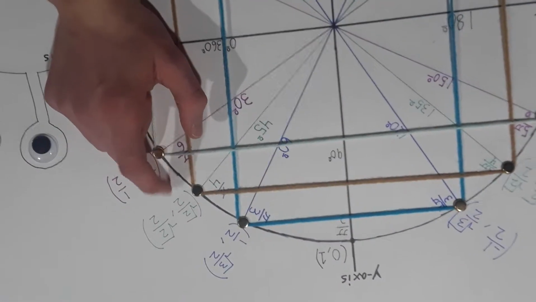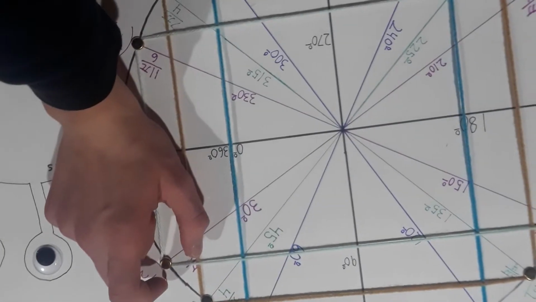So right, closest to the x-axis is root 3 over 2, 1/2. The 45, or the center angle, is always going to be root 2 over 2, root 2 over 2, right? And then your last one is 1/2, root 3 over 2.